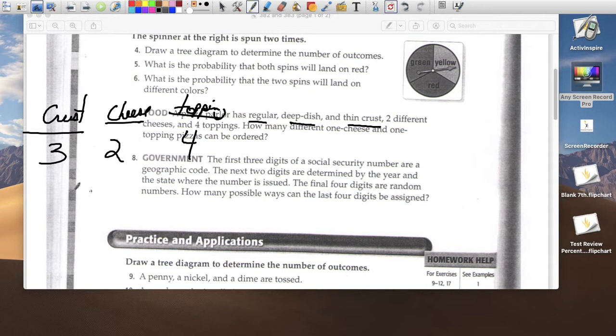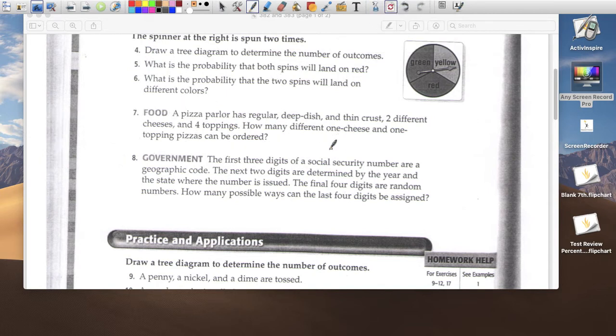So if I were to choose 1 crust, 1 cheese, and 1 topping, right, 1 from each, how many different types of pies or pizza pies can we order? Well, 3 times 2 is 6. 6 times 4 is 24. So we could possibly make 24 different pies.